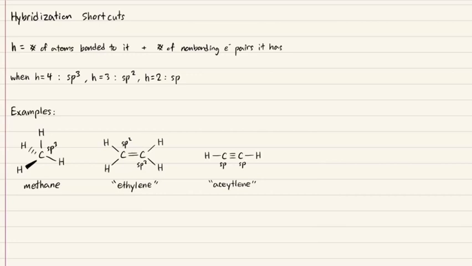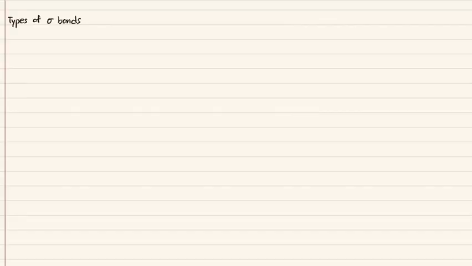It's important to note one key exception to this rule: atoms with non-bonding electron pairs adjacent to pi bonds. We will discuss the reason for this exception more in detail in a later video. The last thing we will cover in this video is the different types of sigma bonds.